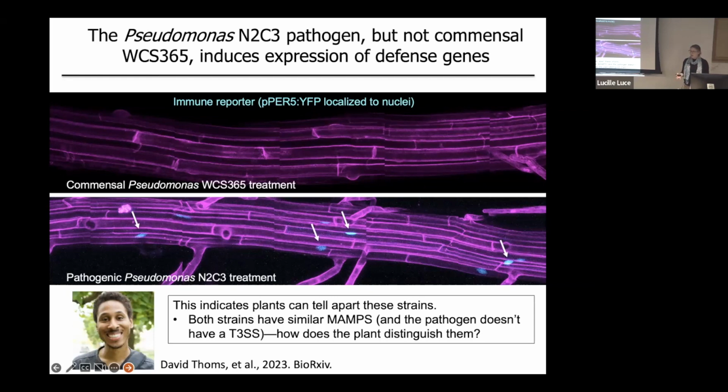So the next question is, how could that happen? Both strains have similar MAMPs. They're 99% identical by 16S. They actually have the same flagellin sequence. All of their peptidoglycan biosynthesis genes look indistinguishable as far as we can tell. So it seems unlikely they could tell them apart by MAMPs. Also, our pathogen doesn't even have a type 2 secretion system, so the effectors are not likely candidates. And so we're really interested in how the plant is able to sense the pathogen and mount this immune response.